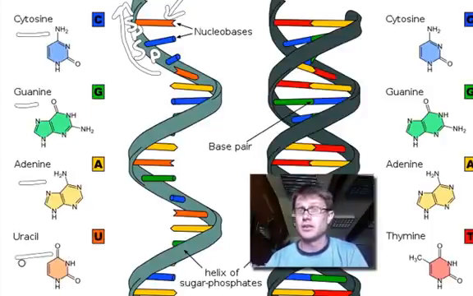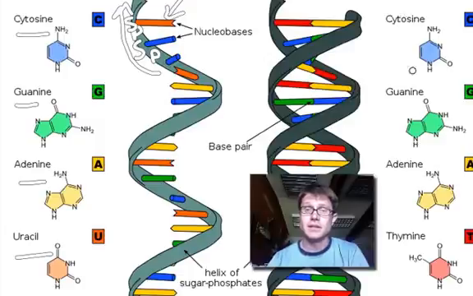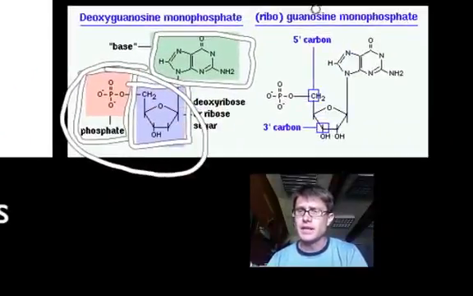Cytosine, guanine, adenine, and uracil in RNA. Cytosine, guanine, adenine, and thymine in DNA. The other difference here is in DNA we actually have a double helix, so those attach together. But the one thing we haven't talked about is the sidedness, or the directionality of nucleic acids.